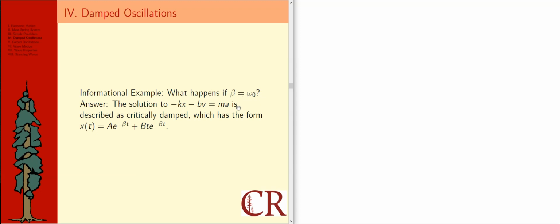So the complicated mathematical formula we had before is now replaced by another maybe still complicated mathematical formula, but a different one. And this is the x as a function of time that corresponds to critically damped motion. And it really only happens mathematically at this very specific place in parameter space where beta is equal to omega naught.